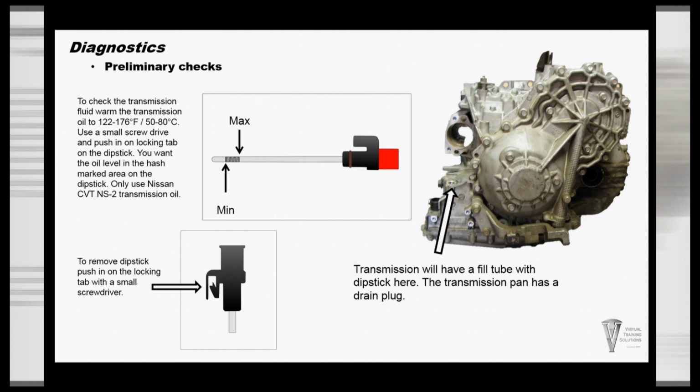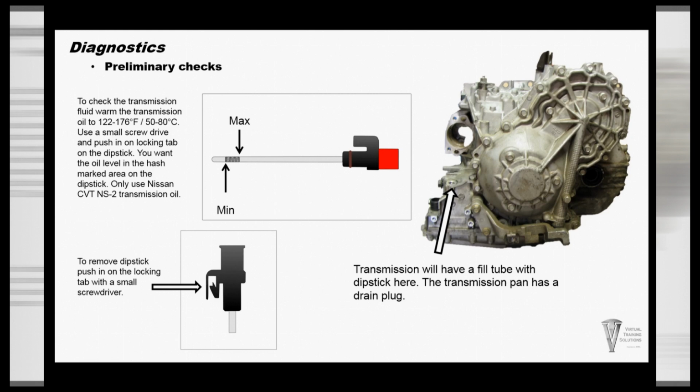All right, so check the fluid in the CVT. We need to make sure the transmission temperature is 122 to 176 degrees Fahrenheit. Use a small screwdriver and push in on this lock here and then pull the stick out. Clean the stick off and then reinsert the stick, and the fluid level should be between the minimum and maximum. The key point here is the temperature. It has to be between 122 and 176 degrees Fahrenheit or the fluid level will not be correct.